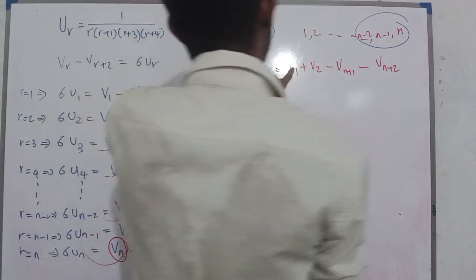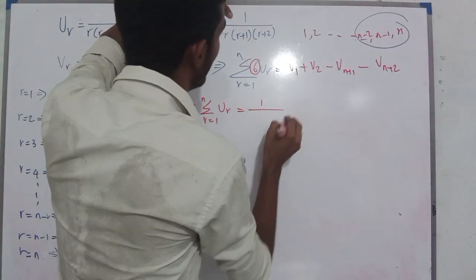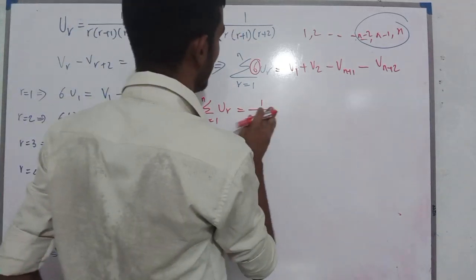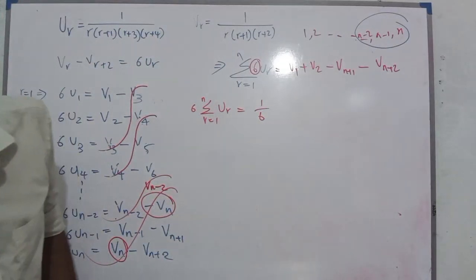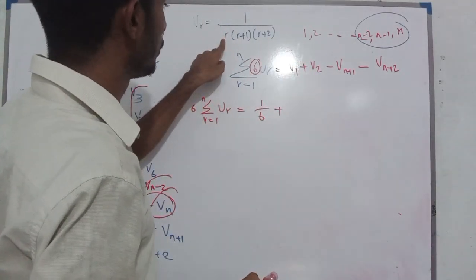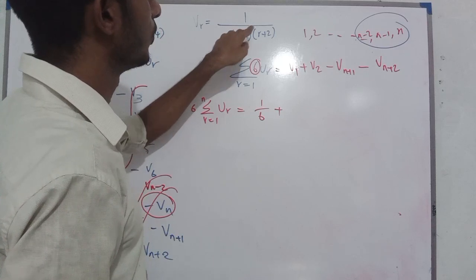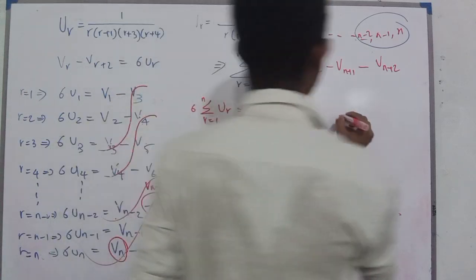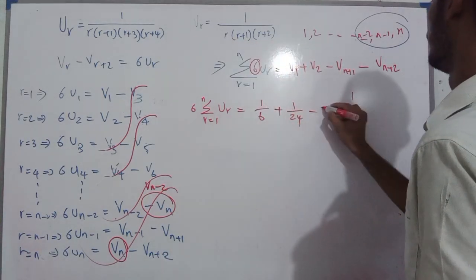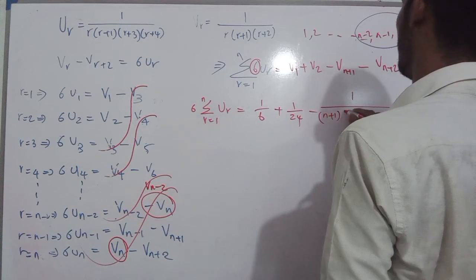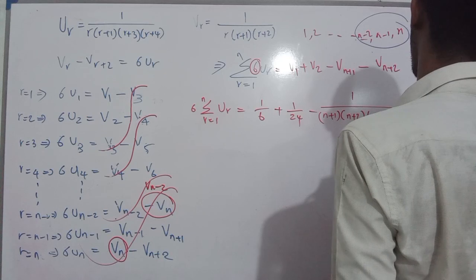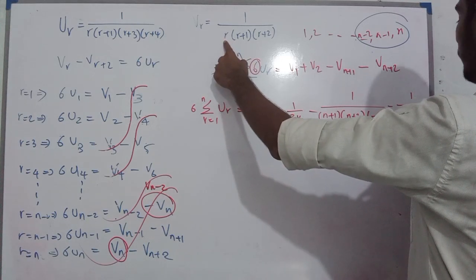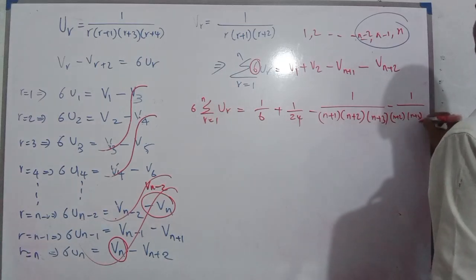Now u_r is equal to, you see, now instead of r, 1 divided by 1 into 2 into 3, that is 6. Then 1 divided by 6 plus 1 into 2 into 3 into 4, so 12 into 2, that is 1 divided by 24. Minus, here instead of r, n plus 1: 1 divided by n plus 1, n plus 2, n plus 3, minus, here n plus 2, n plus 3, n plus 4.